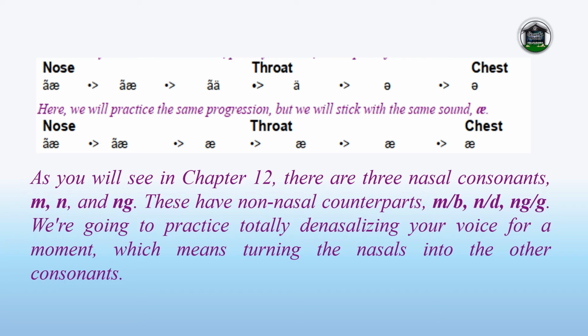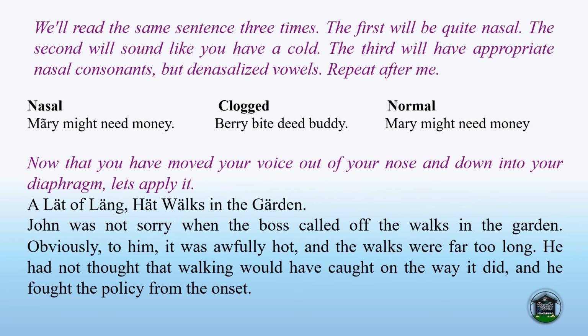As you'll see in Chapter 12, there are three nasal consonants, M, N, and NG. These have non-nasal counterparts, M, B, N, D, N, G. We're going to practice totally denasalizing your voice for a moment, which means turning the nasals into the other consonants. We'll read the same sentence 3 times. The first will be quite nasal. The second will sound like you have a cold. The third will have appropriate nasal consonants but denasalized vowels. Repeat after me. Mary might need money. Barry might need buddy. Mary might need money.